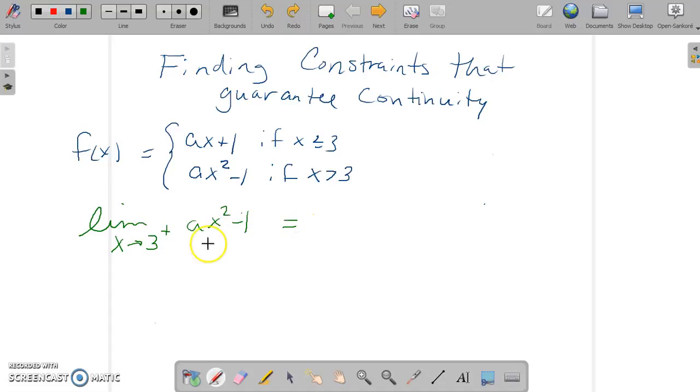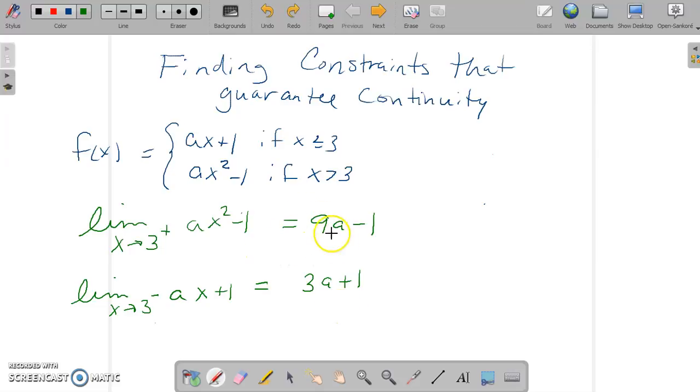So the limit of that, if we plug in 3 for x, is going to be 9a minus 1, okay? And if we find the limit as x approaches 3 from the left, we're going to use this part of our function, ax plus 1, because that is when x is less than 3. That is going to end up looking like 3a plus 1.